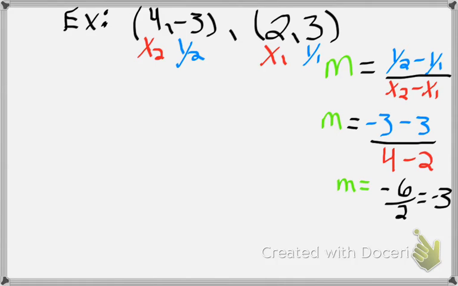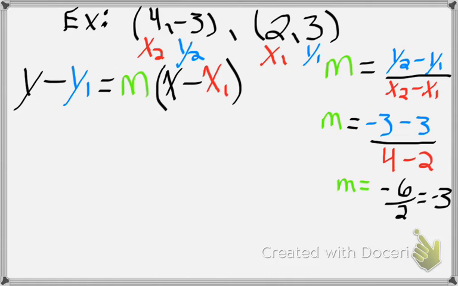Now that we know our slope, you just choose one of these points. It does not matter which one you choose. Personally, I think it's easier to choose one that has no negatives, less to worry about. So I'm going to pick this one, not just because it says x1, y1, but because it's all positive. It's less work. Here's a reminder of point slope form.